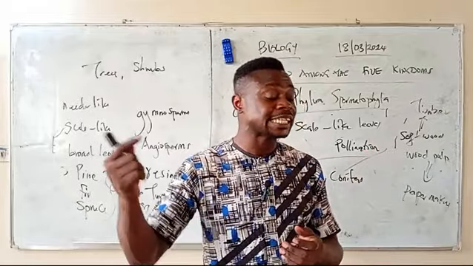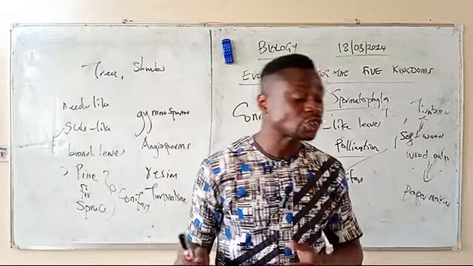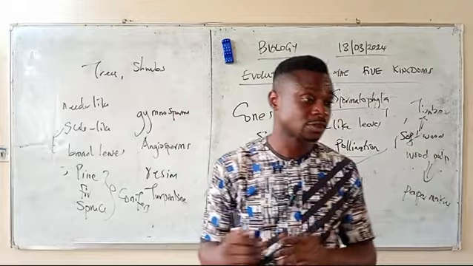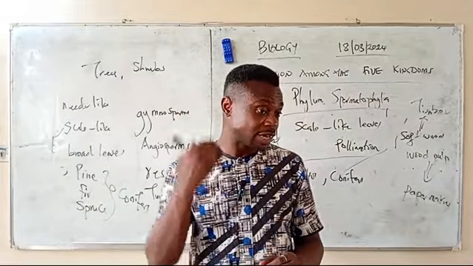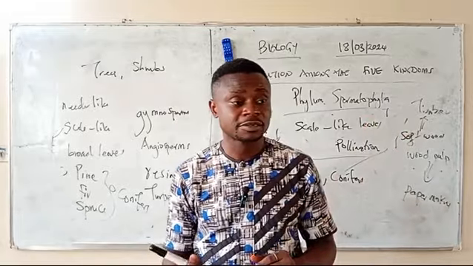So the embryo is inside the seed, which is inside where? The fruit. So the ovary will develop into what? The fruit. Are we together? The ovary develops into the fruit.